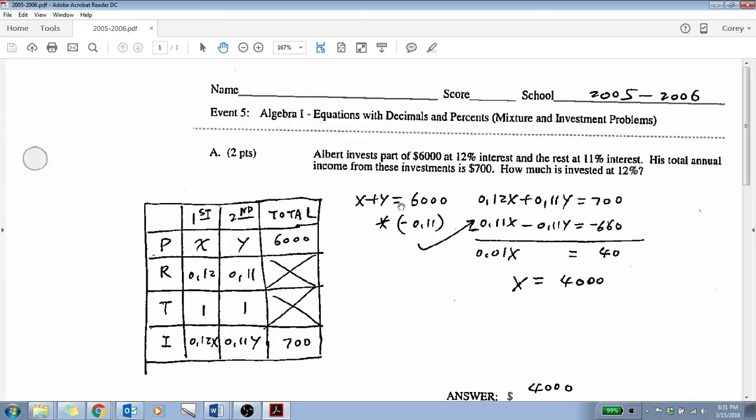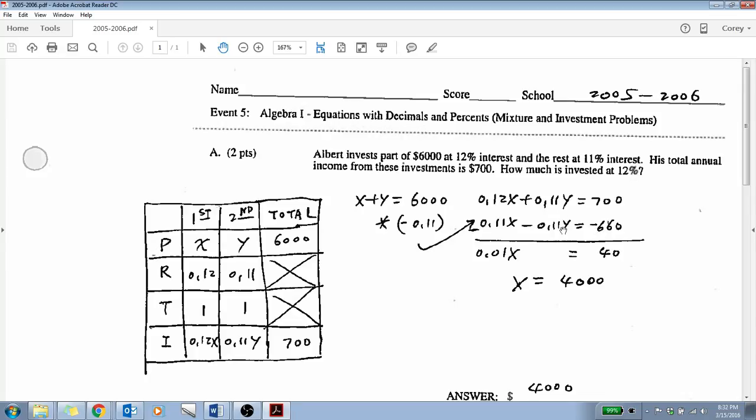Now the system of equations, okay, I can multiply the equations by something, or I can add or subtract something, or a combination of both. If you're not sure how to do that, make sure you double check and brush up on that. So this equation here, what I can do is multiply both sides by negative 0.11. I'm left with negative 0.11x minus 0.11y equals negative 660.